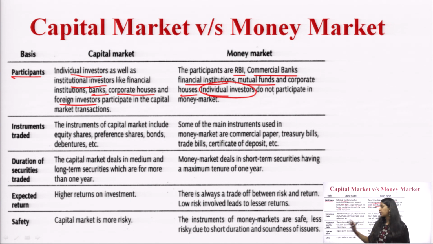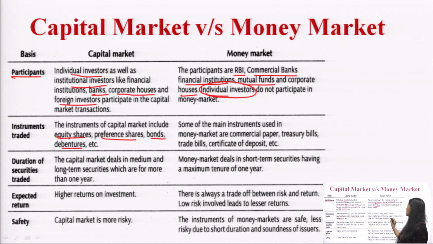Now instruments traded. What are the instruments that are being used? I told you, now, you have a vegetable market. In a vegetable market, you have different vegetables. So you have say brinjal, you have potato, you have tomato. So you have different vegetables. Similarly, for capital market, the instruments that are being traded are your equity shares, your preference shares, your bonds, your debentures, and in money market the instruments are commercial paper, which we would be discussing in further slides, your treasury bills, your trade bills, and your certificates of deposit.